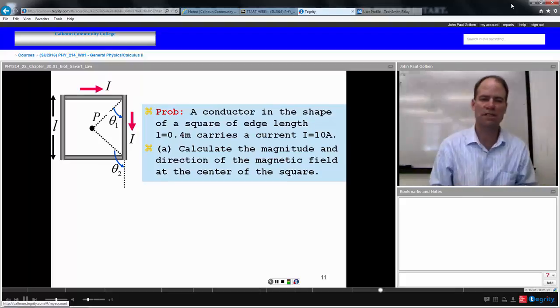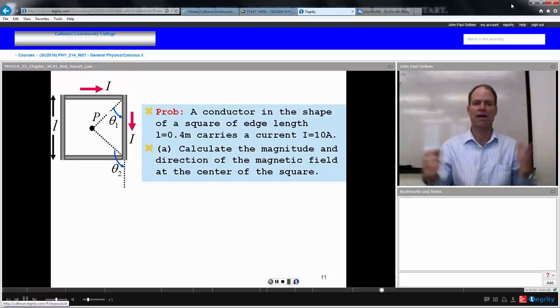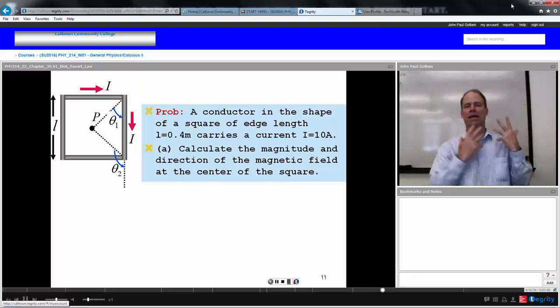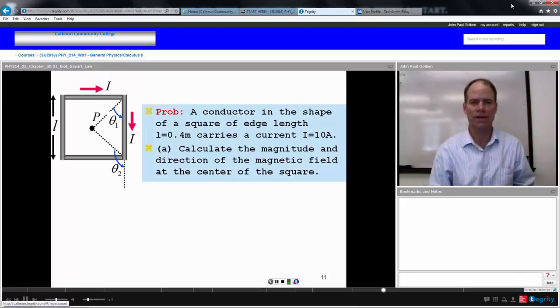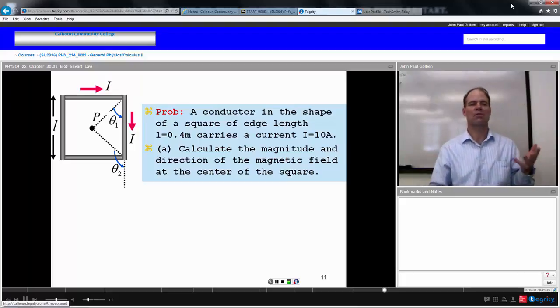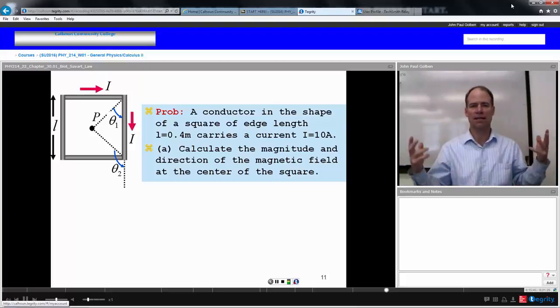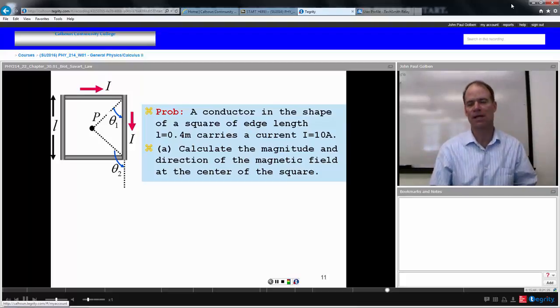So all four of these segments are going to be contributing to a magnetic field that is going into the page, away from you. And by symmetry, there's no reason why one segment would contribute more magnetic field than another. They're exactly in the same configuration. So at point P, the magnetic field is going to just be 4 times the magnetic field of just one of those segments. So if we can find the magnetic field due to one of these segments, we can find the magnetic field due to this full square configuration.